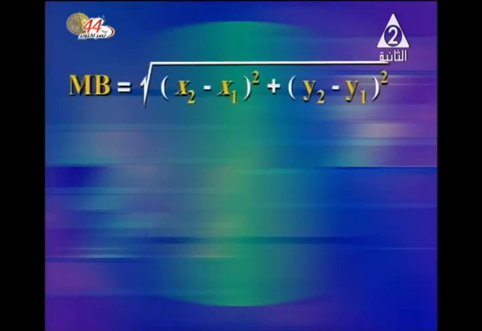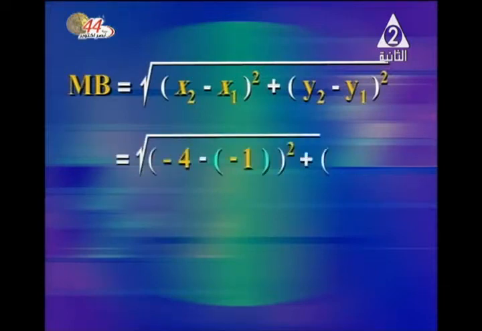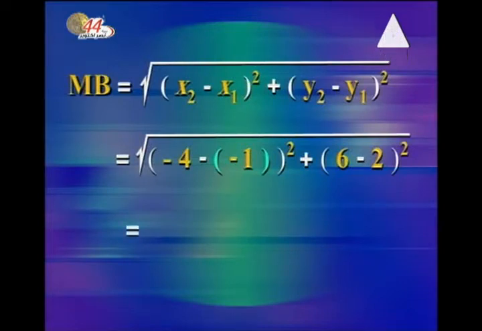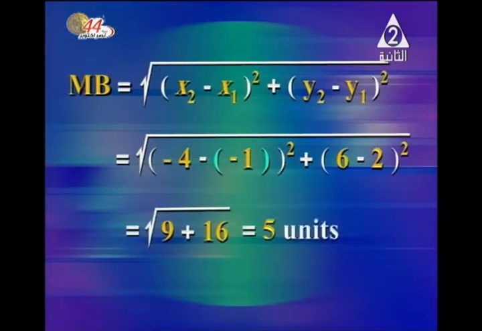What about MB? Exactly the same. Square root of (x2 minus x1) all to the power of 2 plus (y2 minus y1) all to the power of 2. By substituting, it is the square root of (-4 minus -1) all to the power of 2 plus (6 minus 2) all to the power of 2, to obtain a result as square root 9 plus 16, to give 5 units. So MB will be 5 units.